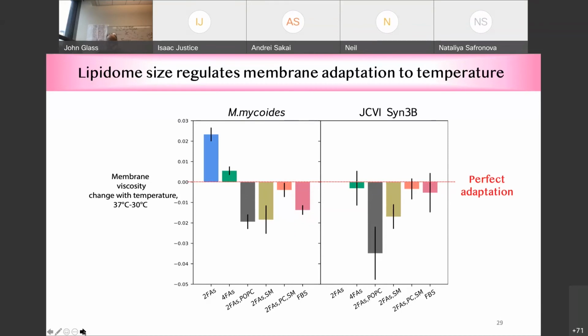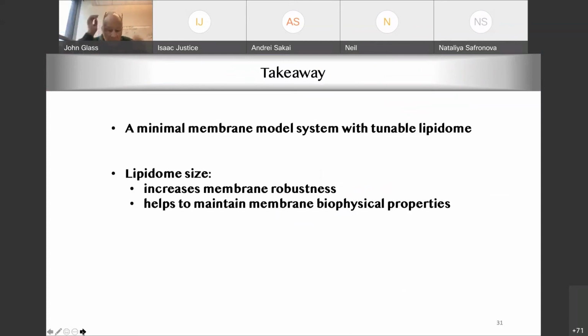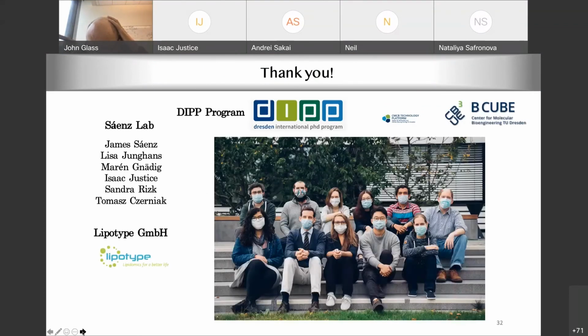So with this, there are two main points that I want you to take away from my talk. One being that in our lab so far, we have managed to create a minimal membrane model system with tunable lipidome. And the second point is that by changing the lipidome size, we figured out that larger membranes have greater robustness in response to environmental perturbations, and larger lipidome size also helps to maintain membrane biophysical properties. With this, thank you very much, and I welcome your questions.